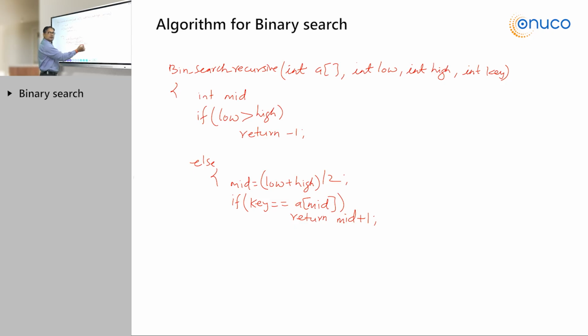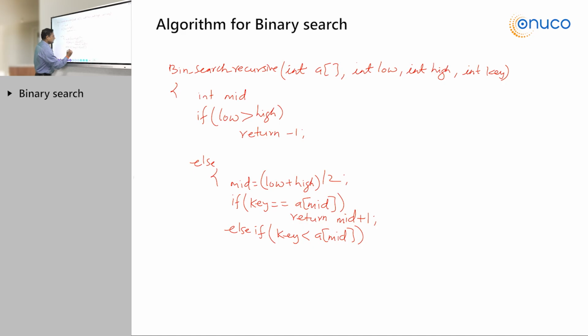Sometimes in the books you can find it written as mid, which represents the index. Else, if key is not equal to a of mid, then what could it be? It can be key is lesser than a of mid. If key is lesser than a of mid, it means we are searching in the left side of the array.